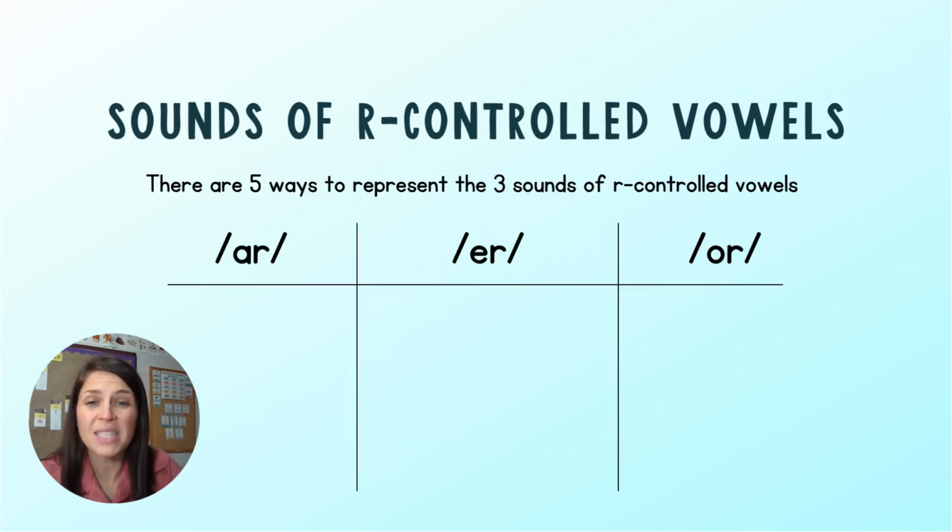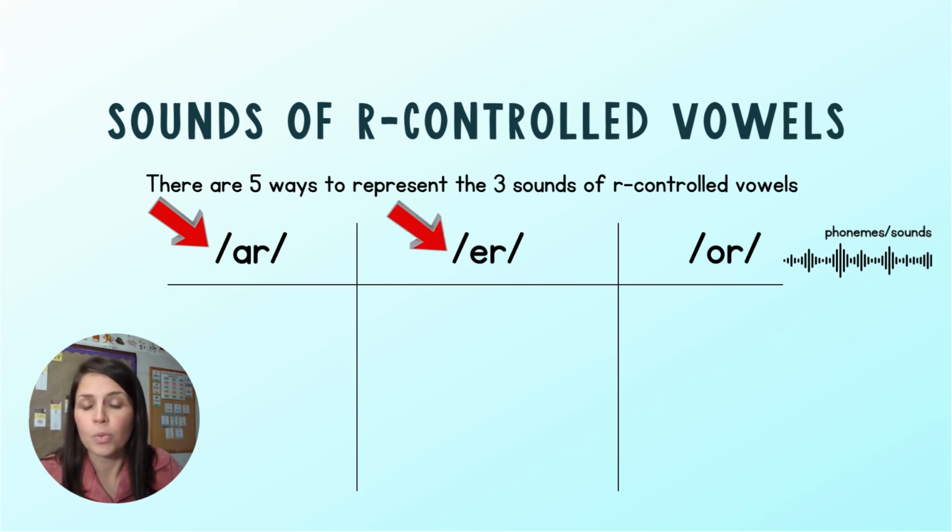So let's talk about the sounds of R controlled vowels. There are 5 ways to represent the 3 sounds of R controlled vowels. So you might be saying, well, what does that mean? Well, look, we've broken it down here on a chart. So the phonemes or sounds that these R controlled vowels can make are 3 phonemes that are represented in the English language. The first one is /ar/. The second one is /er/ and the third one is /or/. These are your R-controlled vowel sounds.